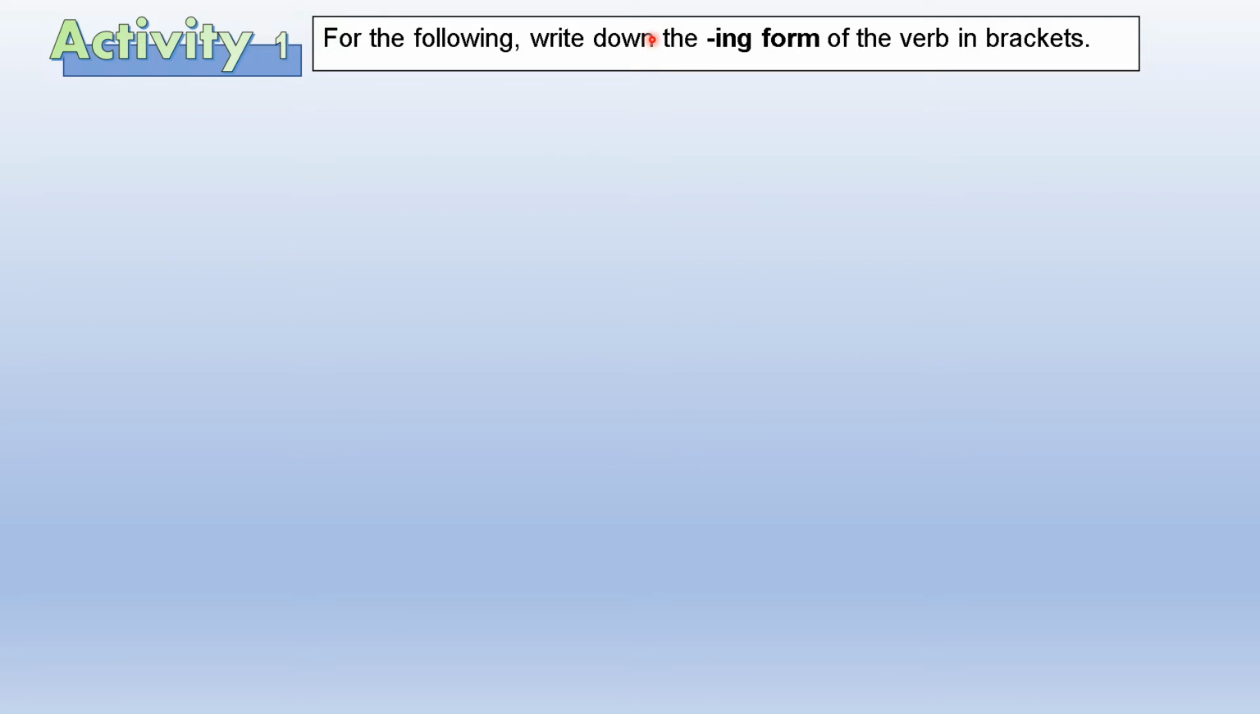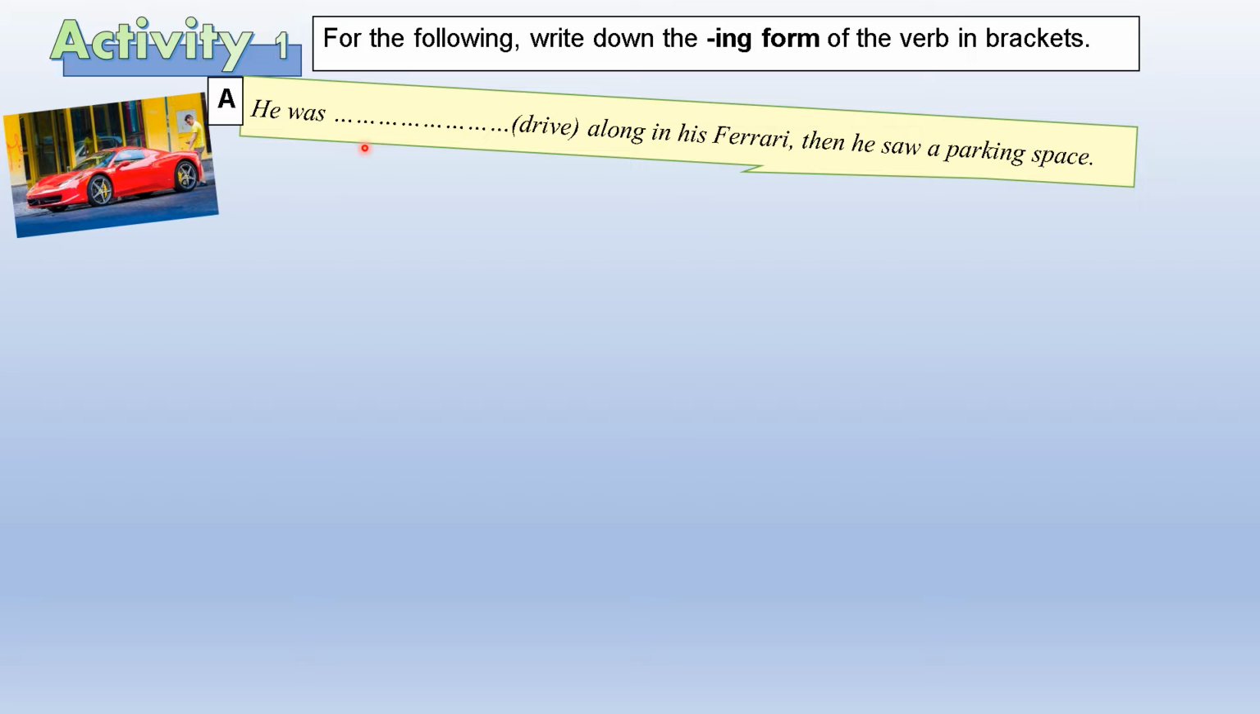Okay, activity 1, have a go at these. For the following, write down the ing form of the verb in brackets. There's a sentence here, and this verb in brackets is in the infinitive form, and you need to change it to the ing form. And you don't need to write down this whole sentence, just write down the correct inflection of this verb. A, he was something along in his Ferrari, then he saw a parking space.